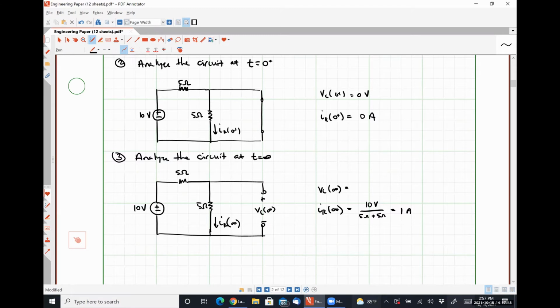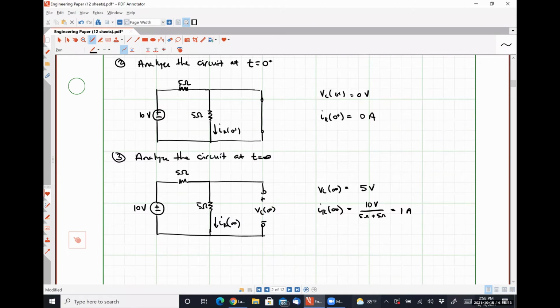So if the current flowing through that middle branch 5 ohm resistor is 1 amp, what's the voltage drop across the capacitor? 5 volts, because the capacitor is connected in parallel to that resistor, right? So we have to have 5 volts here, or we could have just done voltage division. Either way works, right?